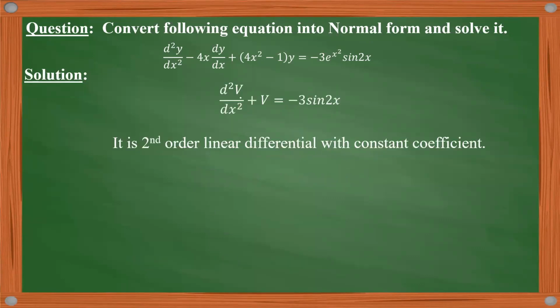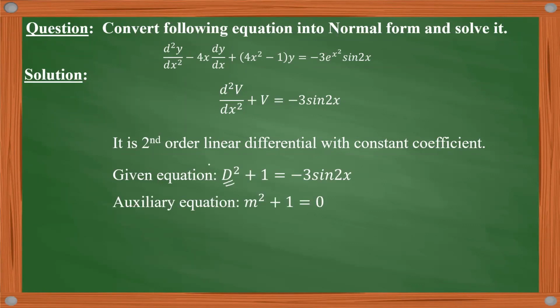It is a normal form of the equation. Now we can see that it is a linear differential equation with constant coefficient. It is a very simple method. First of all, just replace this d by dx by our operator D. So our equation will be like D square plus 1 into v is equal to minus of 3 into sine of 2x. Now find its complementary function. First we will find its auxiliary equation, that is m square plus 1 is equal to 0. Now we will find its roots. Its roots are plus or minus iota.